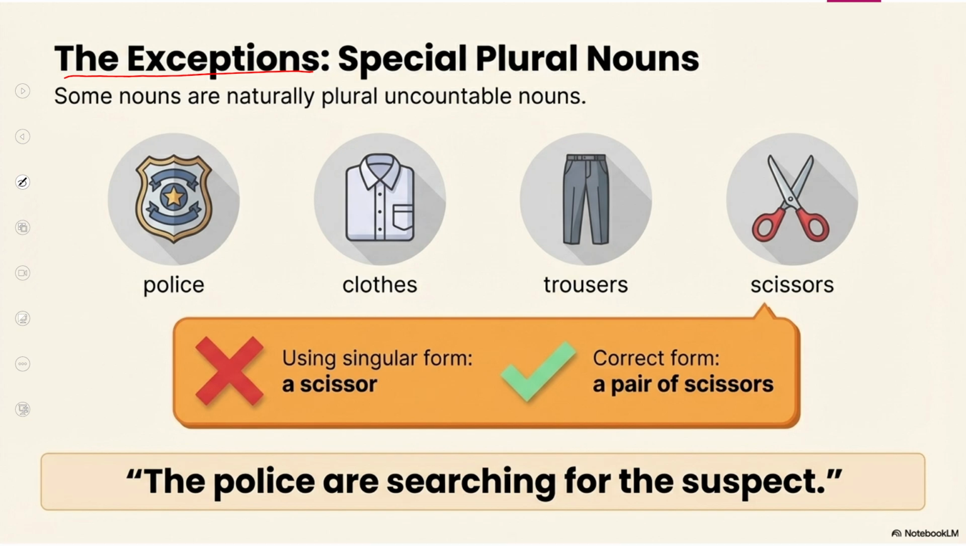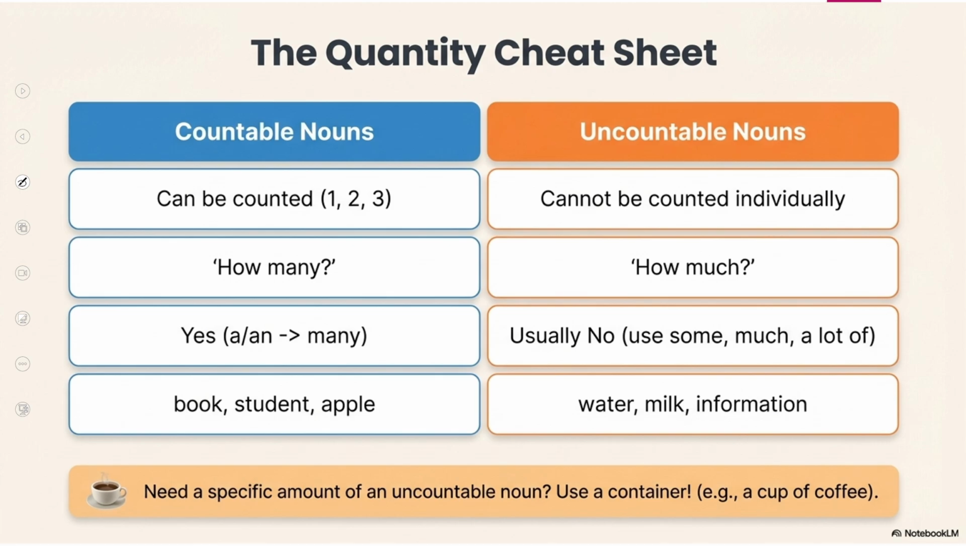So let's see. There is another exception. This is very interesting fact. There is exception. These are called special plural nouns like police, clothes, trousers, scissors, right? These are special plural nouns. We can't say a scissor. We have to say a pair of scissors because this is special plural noun. And the police is also a case. This is a plural noun and always take plural verb with it. This is the exception case.